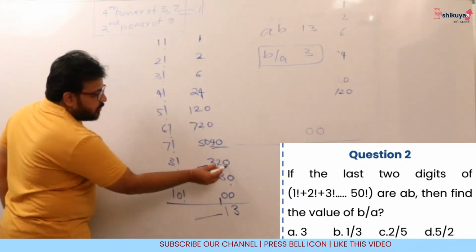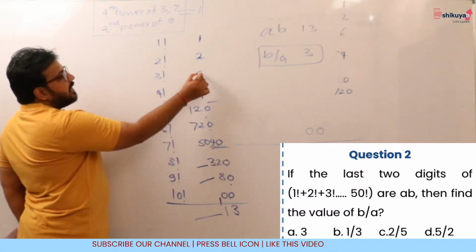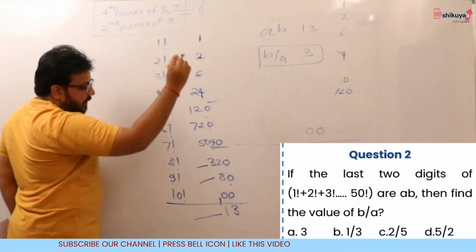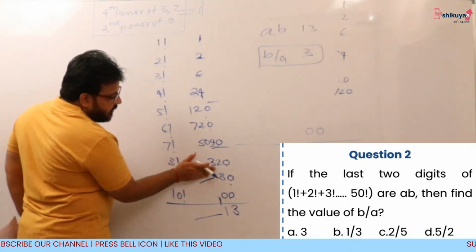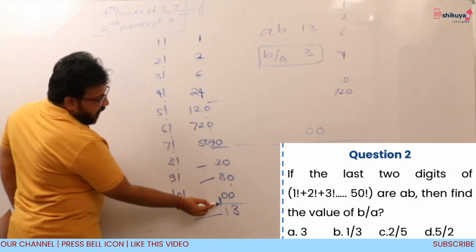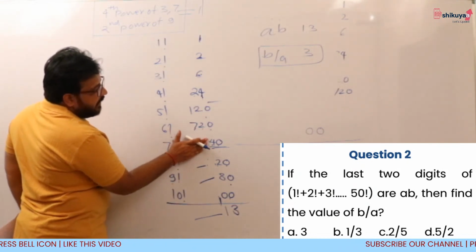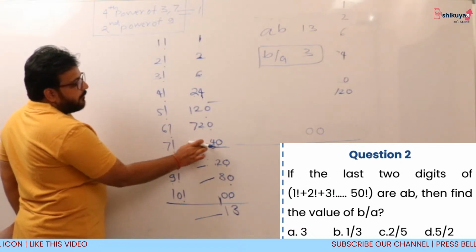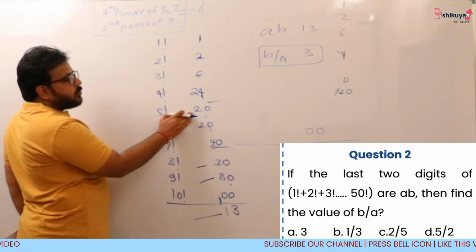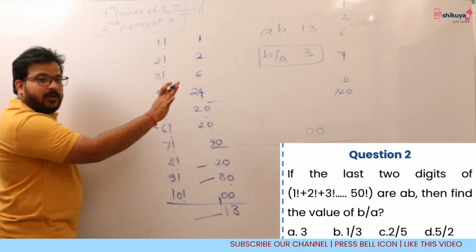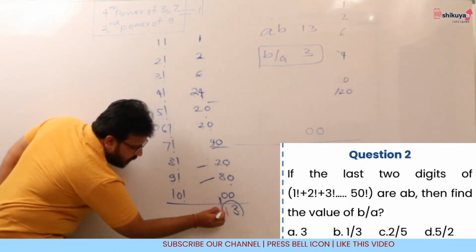So 0, 0, 0, 0, 0, everything is 0 till 120. So 4 plus 6, 10 plus 2, 12 plus 1 is 13. 3 is written, 1 is carried forward. Now focus on the last two digits. This is not required. So 1 plus 8, 9 plus 2. 9 plus 2 is 11. 11 plus 4, 15. 15 plus 2, 17. 17 plus 2, 19. 19 plus 2, 21. So when I write 21, I am only interested in the last two digits.